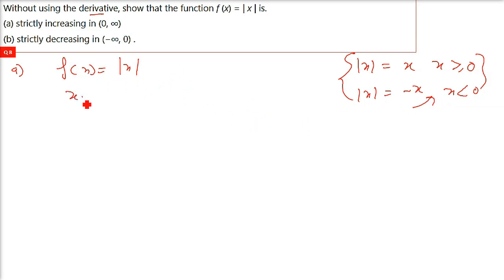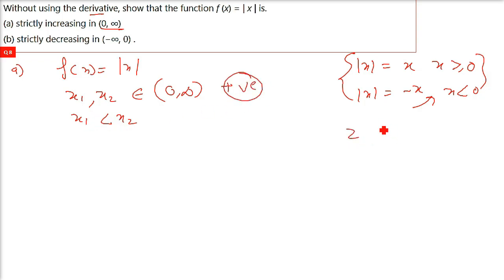So we are taking two numbers x1 and x2, and we are saying that this belongs to 0 to infinity. Don't worry about that. What is it? It is just a positive number. They are just positive numbers. So you say x1 is less than x2. There are two numbers, x1 less than x2, and these are positive numbers. You have 2 less than 3. You take modulus, it will not affect, they are positive numbers already. So if you take the modulus also, it won't affect. Doesn't matter. It will be less than only.